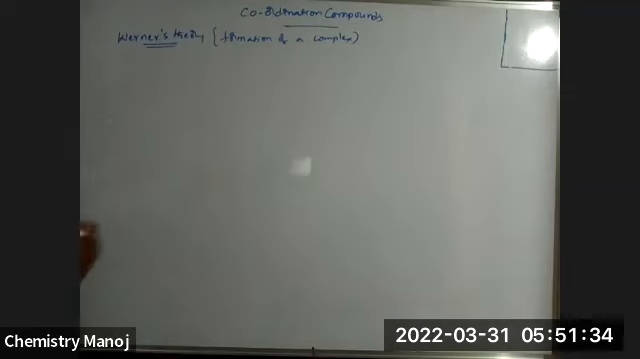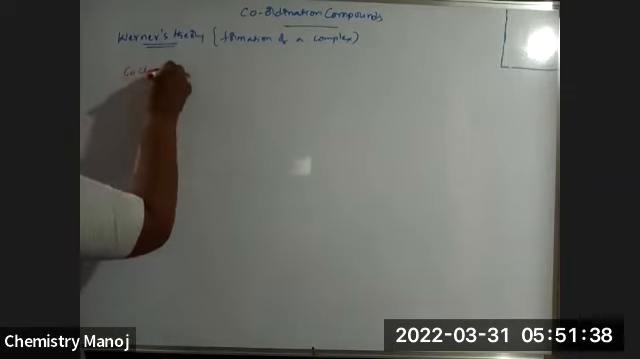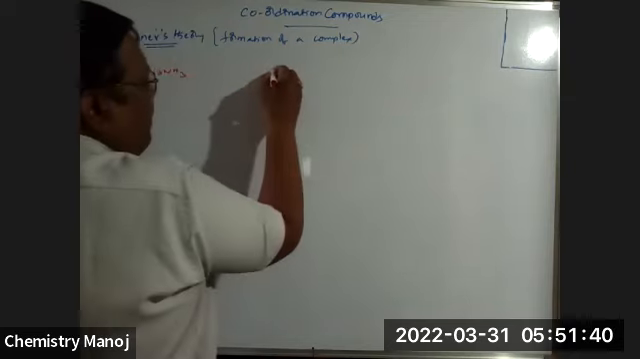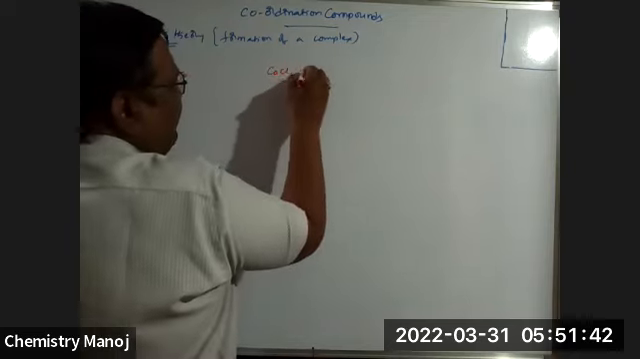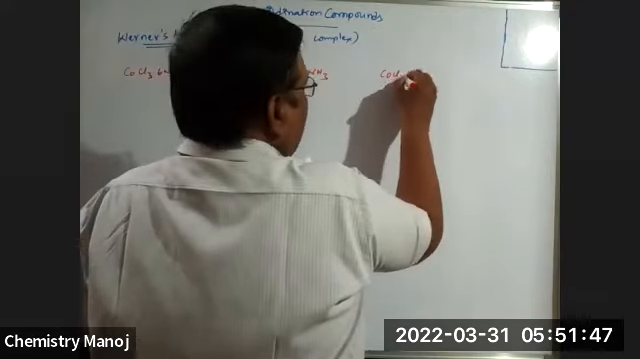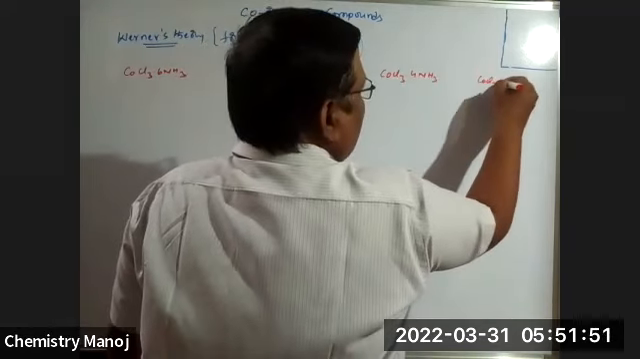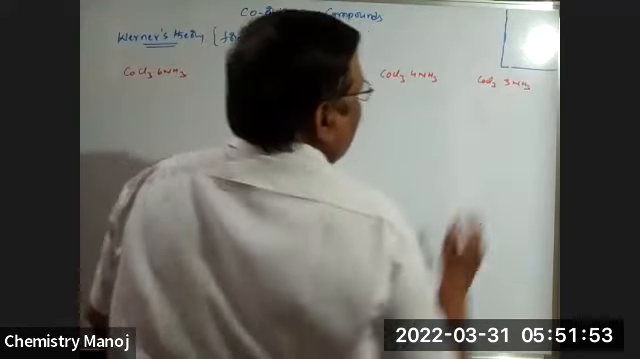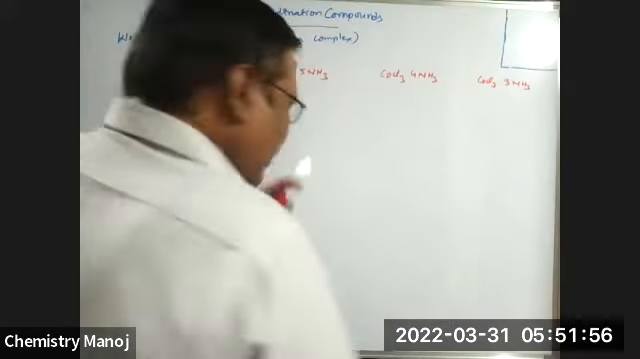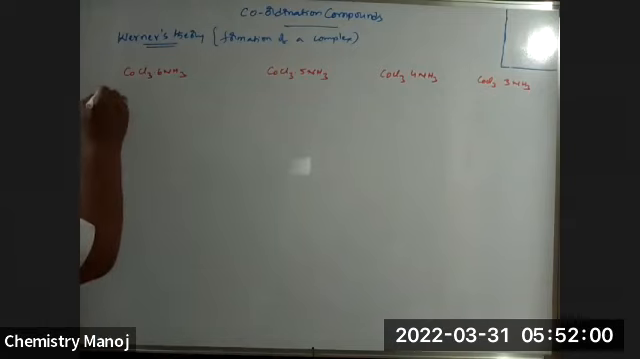Now, what are those complexes? CoCl3·6NH3, CoCl3·5NH3, CoCl3·4NH3, CoCl3·3NH3. These are the complexes. Now write down Werner's way. Write the formulas. Tell me, Shiva, within the bracket, what are those species available?